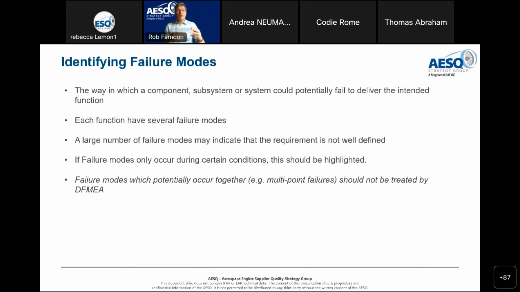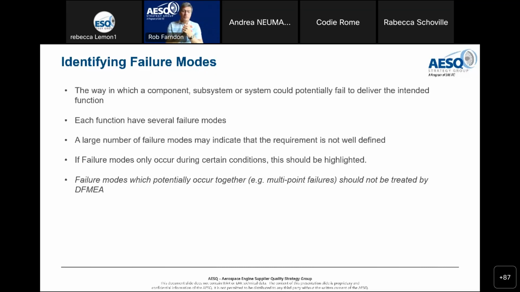Okay. Each function itself could have several failure modes. If you have a large number of different failure modes, that may indicate that the requirement is not well defined. So you have to go back and understand exactly what the requirement set actually is. If the failure modes only occur during certain conditions, you need to highlight that. Again, it's about precision of language. So if you're only worried about exceedance of a particular pressure value or whatever under certain conditions, let's have it stated inside this box.